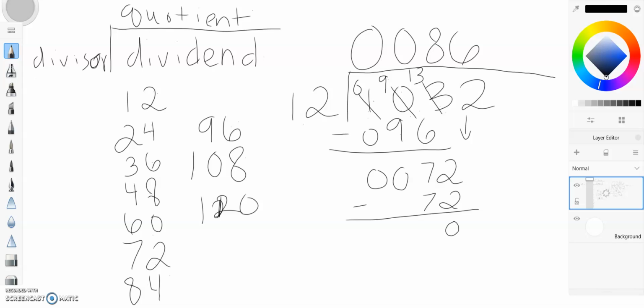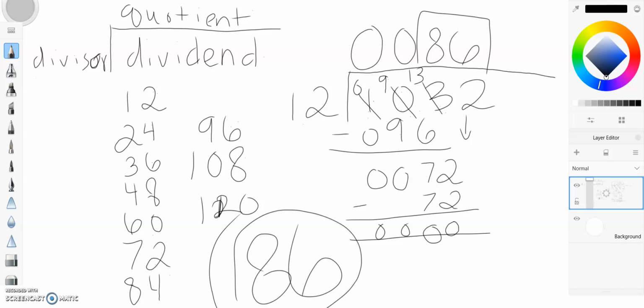2 minus 2 is 0. 7 minus 7 is 0. And these are all zeros as well. We don't have any remainders whatsoever. And our quotient is 86. So I'm going to put 86 is my answer, my quotient. So just to review again, my dividend was 1,032. My divisor was 12, and my quotient is 86. Hopefully that makes sense so far, guys.